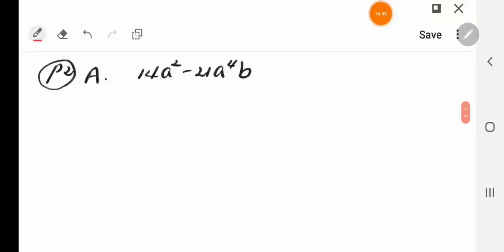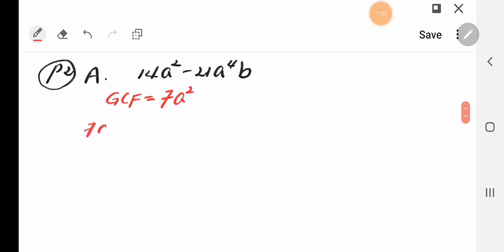For this problem too, let's find the GCF of this binomial, the greatest common factor. By looking at the numbers 14 and 21, 14 is smaller than these two numbers. So 14 is not a common factor. How about 7? Okay, 7 is a common factor because 7 divides both 14 and 21. So 7 should be the common factor. And a squared, a is a common factor and a squared is the smallest one. b is not a common factor, so the greatest common factor will be 7a squared.